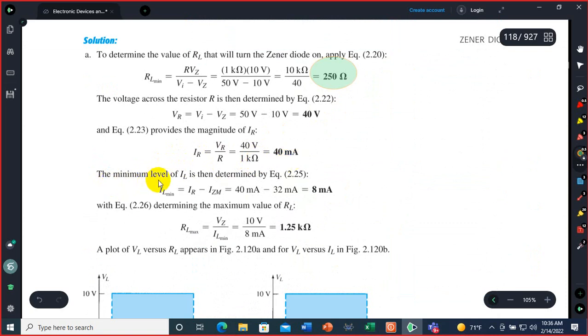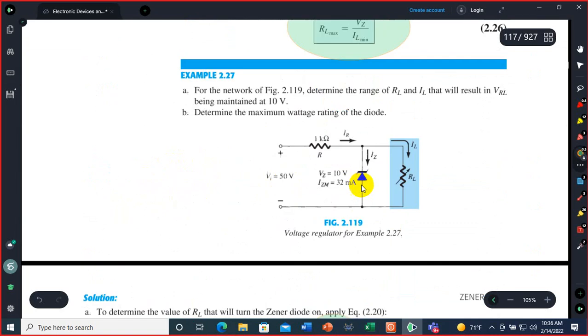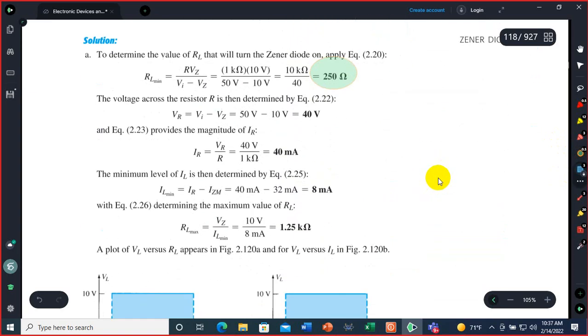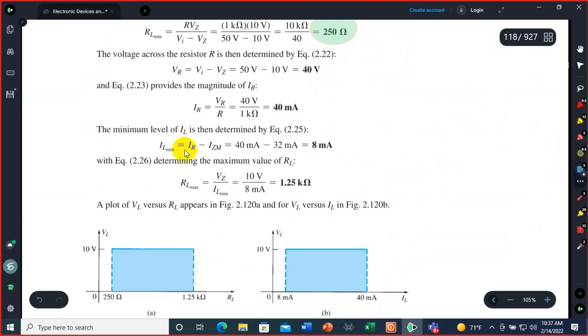The minimum level of IL is then given by equation 2.25. This is our equation 2.25, IL minimum, the minimum load current. It equals IR minus IZM: 40 milliampere minus 32 milliampere, which is 8 milliampere. So this is the minimum load current that will keep the diode on.